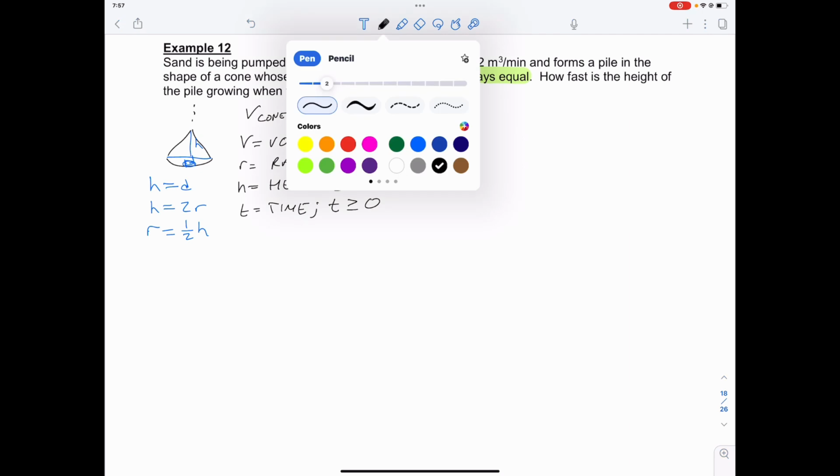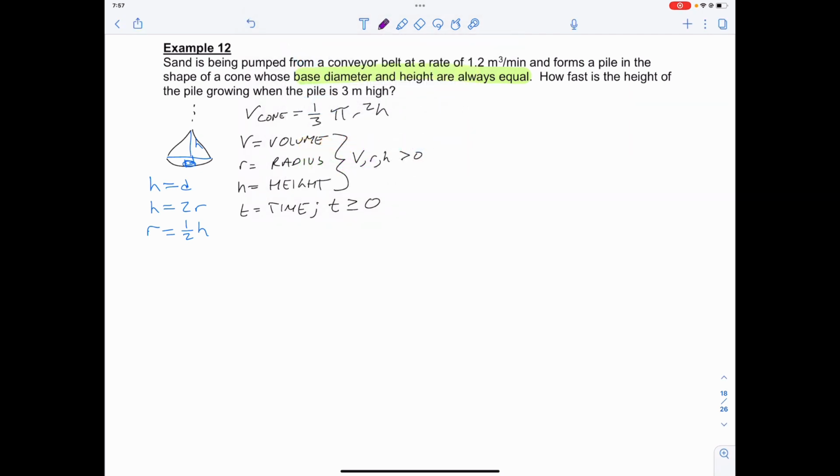I also know, based on the information, that my volume over time is going to be 1.2 meters cubed per minute. I know I'm doing this when the height is 3. And I know I'm trying to figure out the change in height over time, dh over dt.